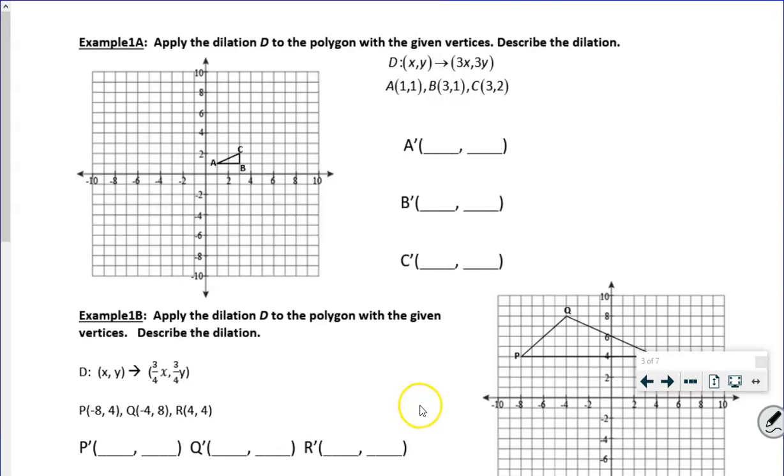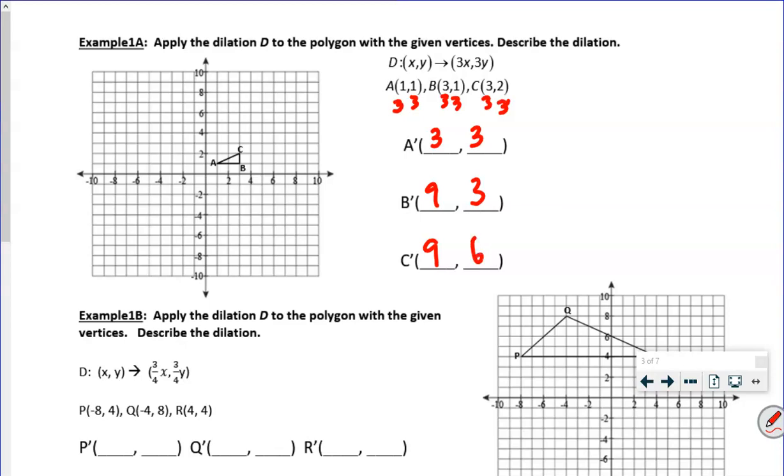So here's our first one, example 1a. It says, apply the dilation D to the polygon with the given vertices, and describe the dilation. So what we're going to do when we have a dilation of, like it says here, (x, y) going to (3x, 3y), is multiply 3 times every one of the numbers. So 3 times 1 there, that's going to be 3. 3 times 1 again, that's going to be 3. 3 times 3, that's going to be 9. 3 times 1, that's going to be 3. 3 times 3, that's going to be 9, and 3 times 2, that's going to be 6, okay?